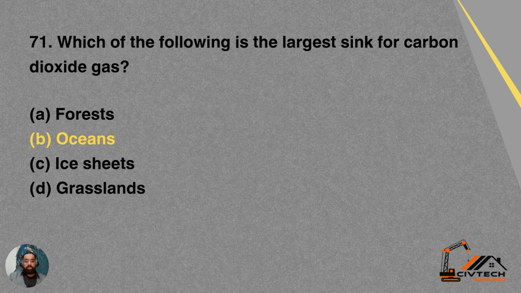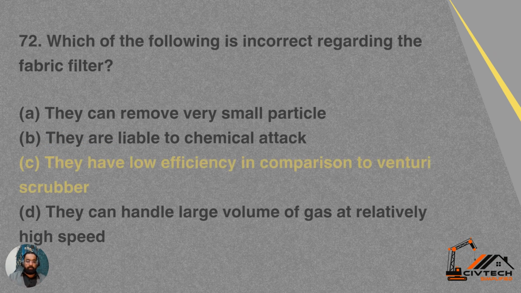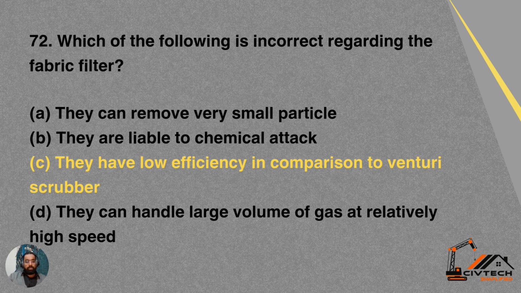Question 71. Which of the following is the largest sink for carbon dioxide gas? Option A forests, option B oceans, option C ice sheets, option D grasslands. It's ocean. Ocean is the largest sink for the carbon dioxide gas. B is the correct answer.